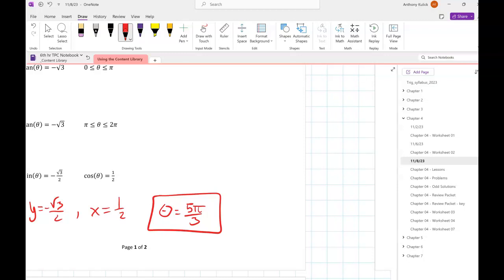The tangent ones sometimes get a little tricky, and I can understand wanting to write down some stuff there. But the sine and cosine ones are usually pretty obvious. Does that feel okay? Good. Should we move on to worksheet 2?